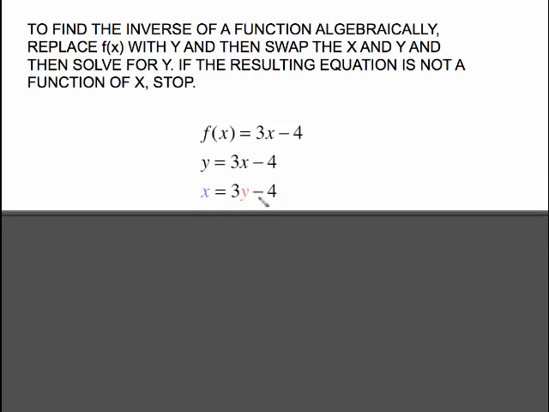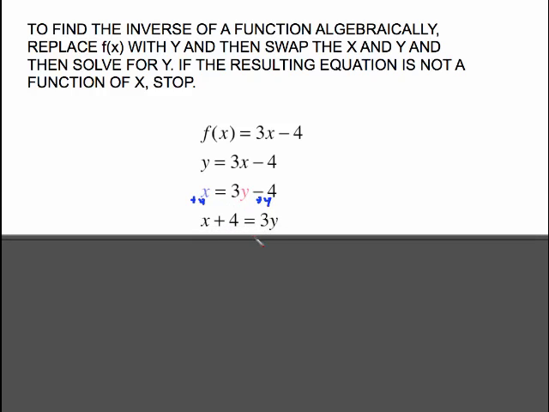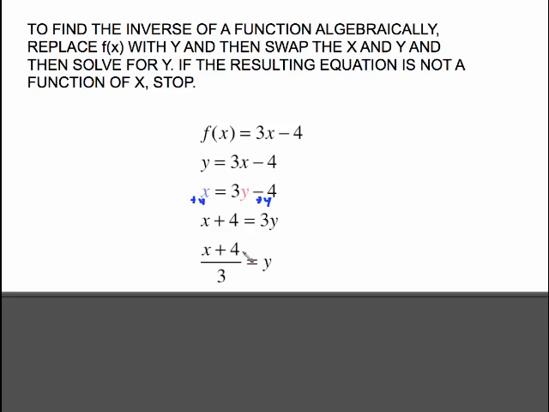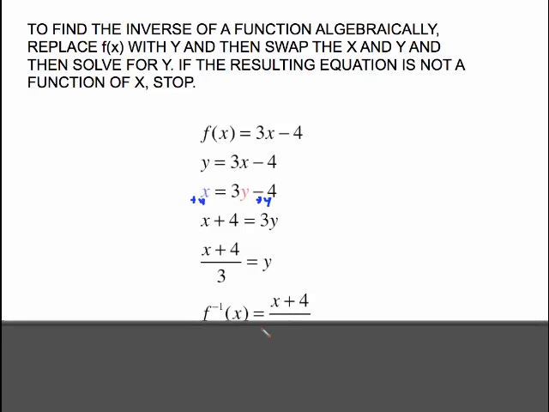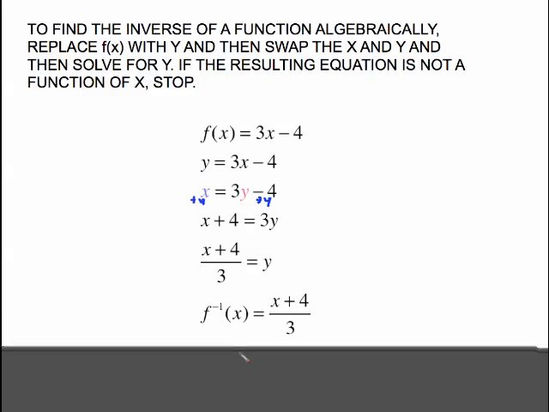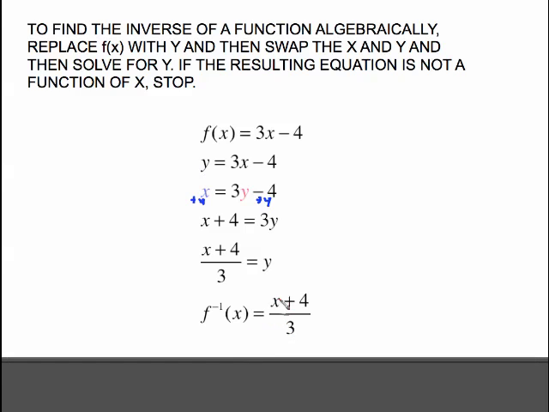What's left is just to rearrange this and get this solved for y. Do your regular algebra to get the y alone. First thing we'll do is add 4 to both sides, which is going to give us x plus 4 equals 3y. To get the y alone, divide both sides by 3, and we now have this. Is this a function? And the answer is yes. It's linear. So I can replace the y with the function notation of f negative 1 of x. And that is my inverse function.